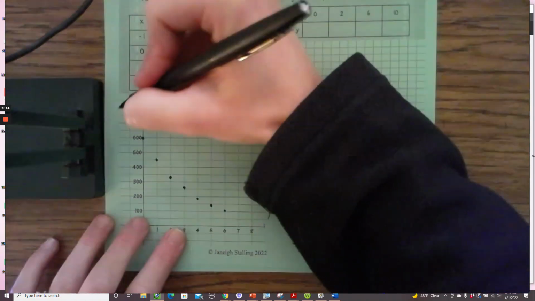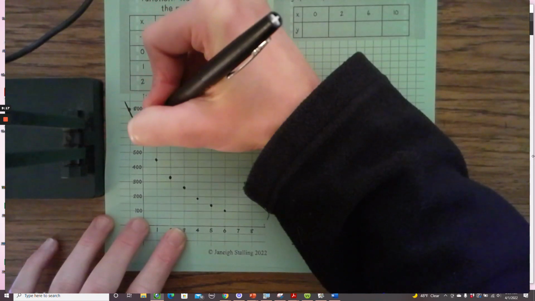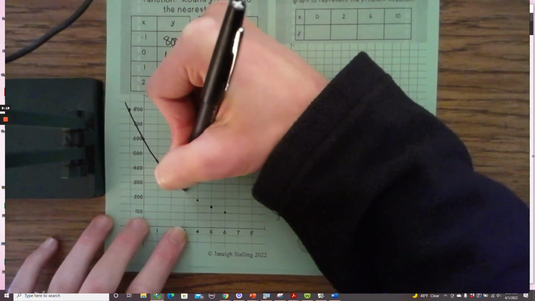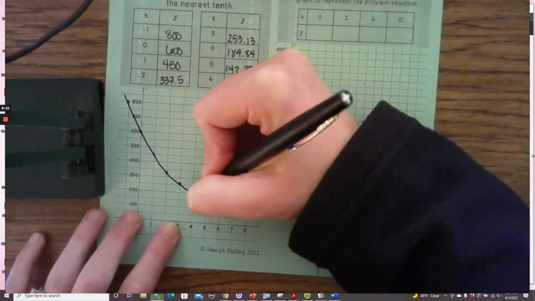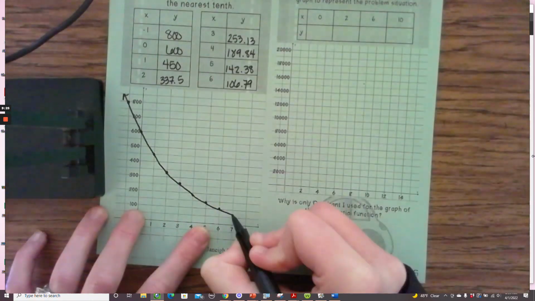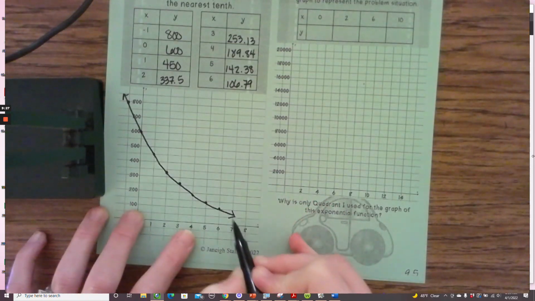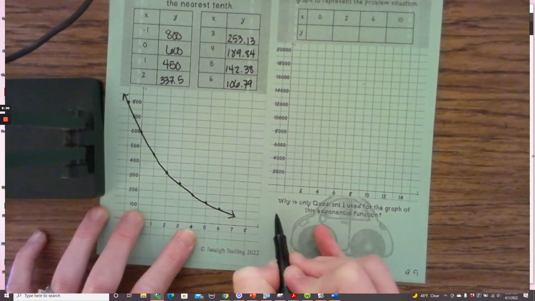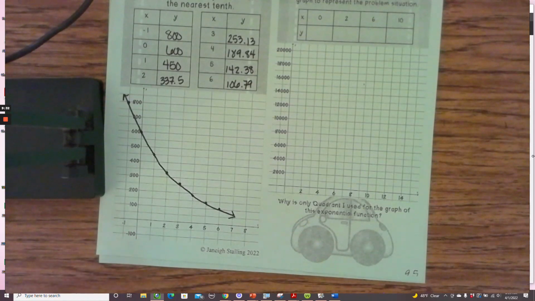So now we can connect our points. So we know it's going to continue to decrease. And again, if this went further, you know that this is never going to cross, going to the right, the y-axis.